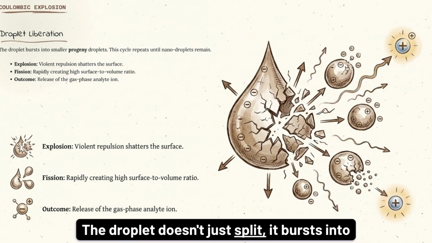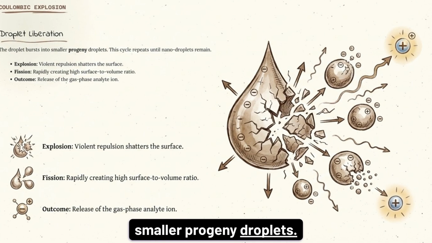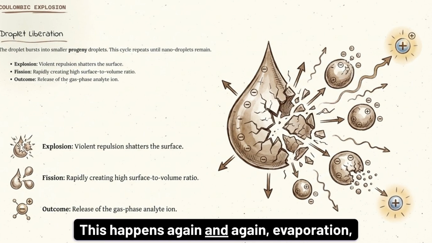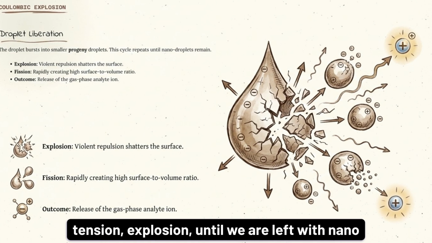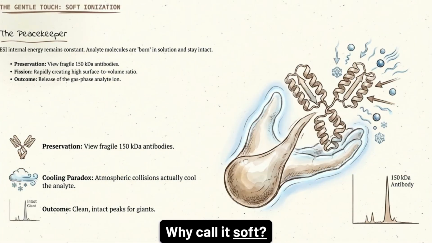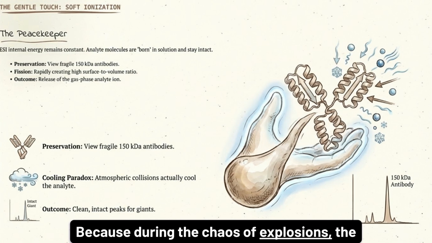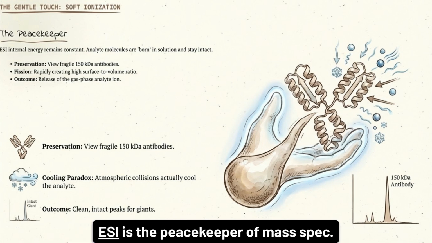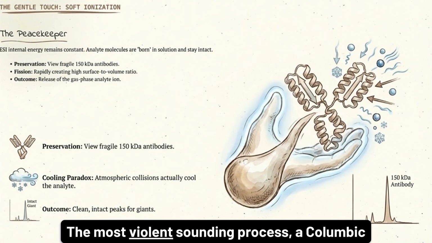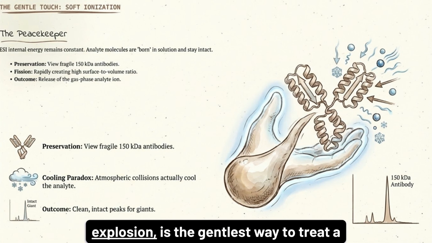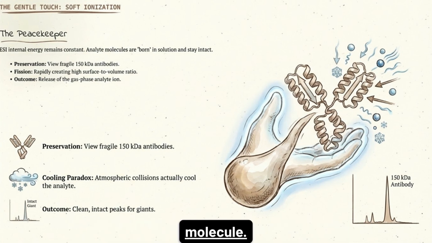The droplet doesn't just split, it bursts into smaller progeny droplets. This happens again and again: evaporation, tension, explosion, until we are left with nanodroplets. Why call it soft? Because during the chaos of explosions, the molecule barely changes. ESI is the peacekeeper of mass spec. It's a paradox. The most violent-sounding process, a Coulombic explosion, is the gentlest way to treat a molecule.